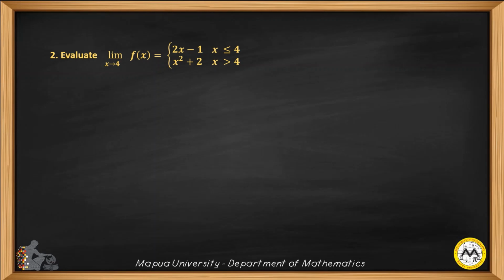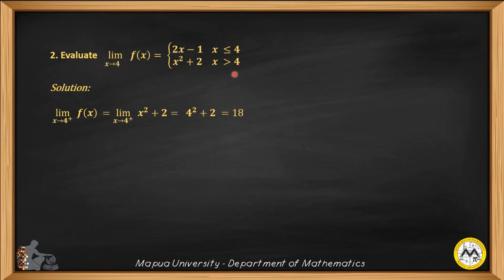In case we're given a piecewise function, as we have here, where f of x is defined equal to 2x minus 1 whenever x is less than or equal to 4, but is defined equal to x squared plus 2 whenever x is greater than 4. Evaluating the limit of f of x as x approaches 4 would require that we evaluate the left-hand side and the right-hand side limits of f of x as x approaches 4. This is because f of x is defined differently to the left of 4 and to the right of 4.